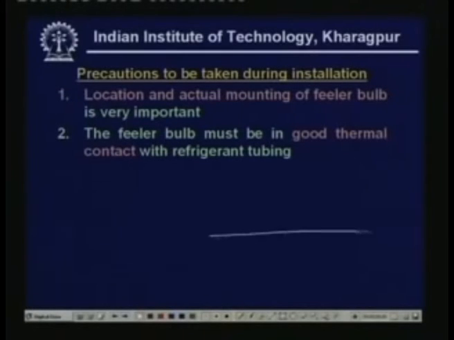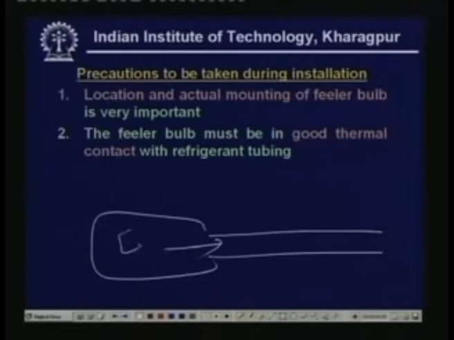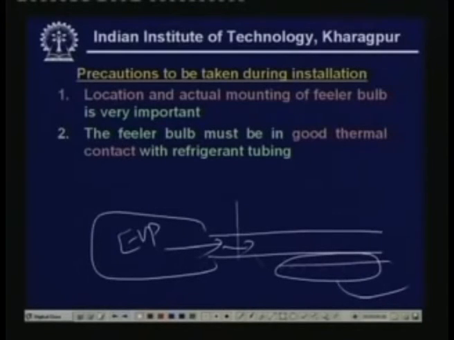For example, let us say that this is your refrigerant tubing, okay. Here you have the evaporator, okay, and refrigerant is flowing through here, okay. And feeler bulb you must keep somewhere here in this portion, right, beyond this point. Suppose you are keeping the feeler bulb like this, right. This is the wrong way of installing, because if you are keeping the feeler bulb like this, you find that the liquid is not in contact with the bulb, okay. Liquid, because the gravity will settle down, and what is in contact with the tube is vapor, okay.